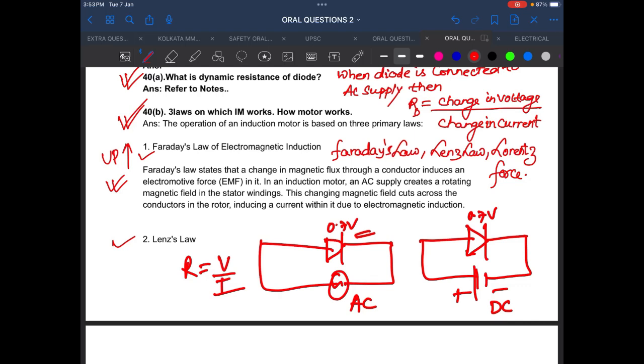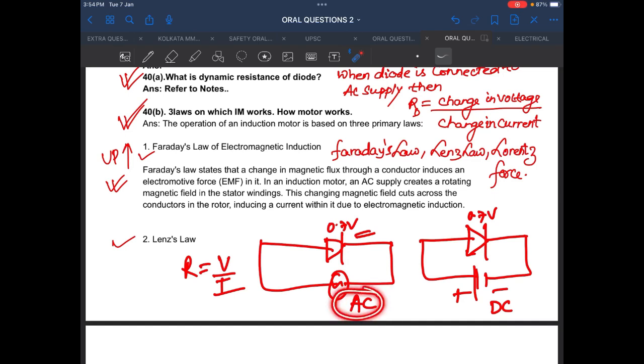So dynamic resistance, I will explain static resistance also, because sometimes they ask about dynamic resistance and static resistance. Let's suppose this is your diode, and you are connecting it with the AC supply, and here is the diode which we are connecting with the DC supply. Generally, a semiconductor device is controlled with the DC supply, but here we are supplying AC also.